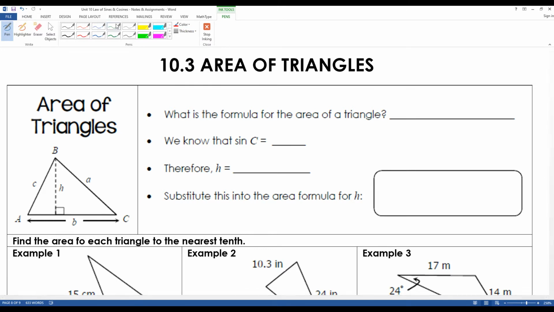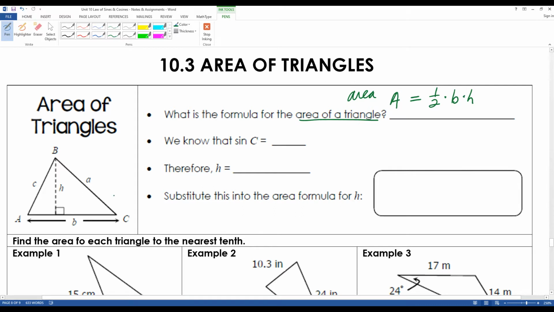Okay, the basic formula for area of a triangle is, let's see, maybe we'll do this in a different color today. The area, A, is equal to 1/2 times the base times the height. Okay, we know that's how you find the area of a triangle.